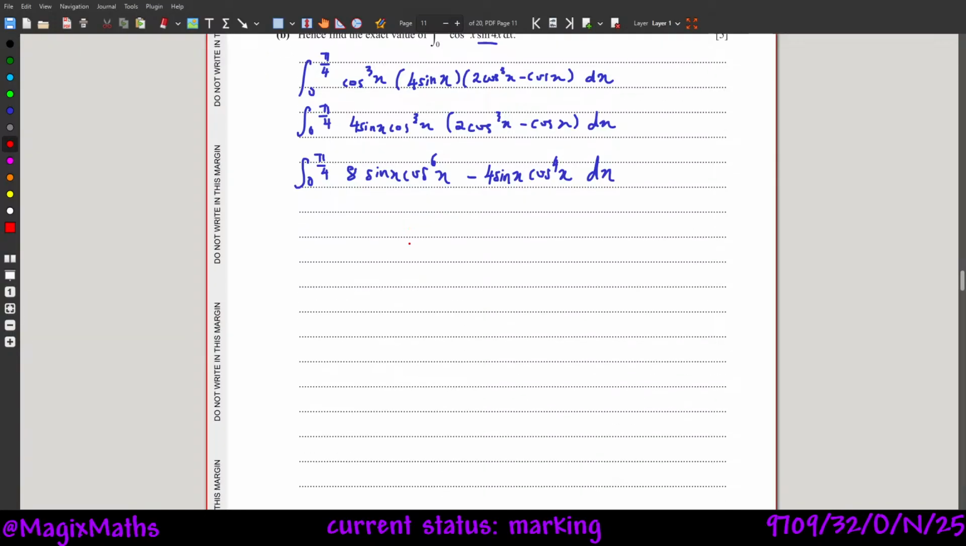So what should have happened is that we should have put 8 outside and then split them apart. Right. Then we would have gotten this.